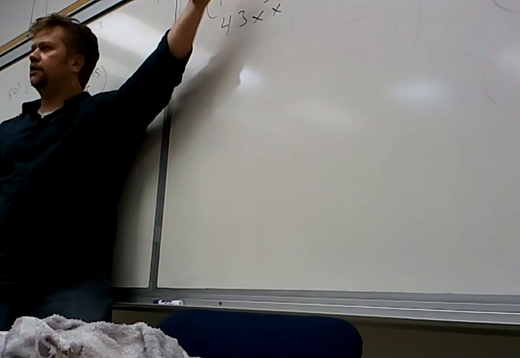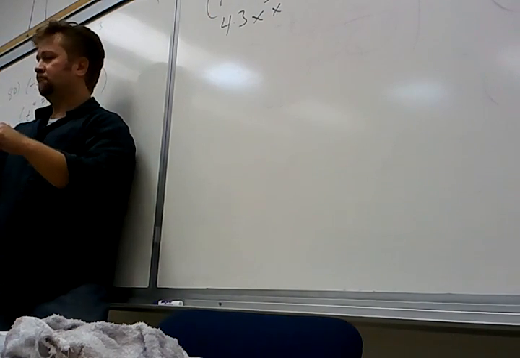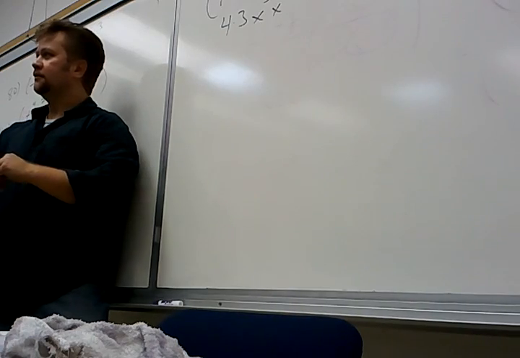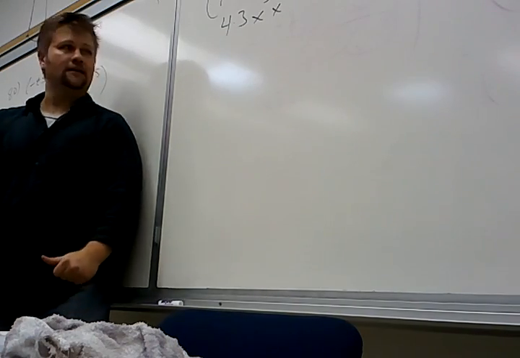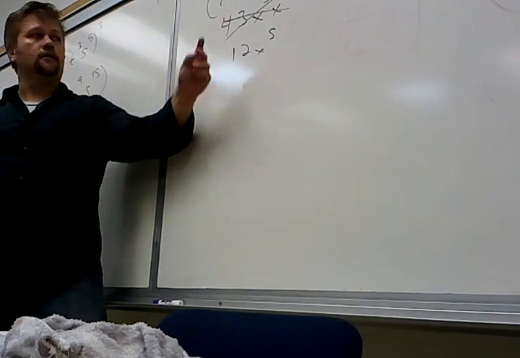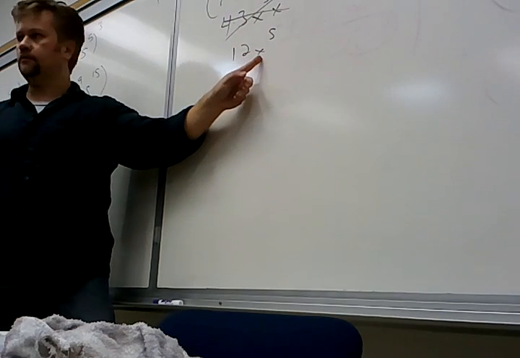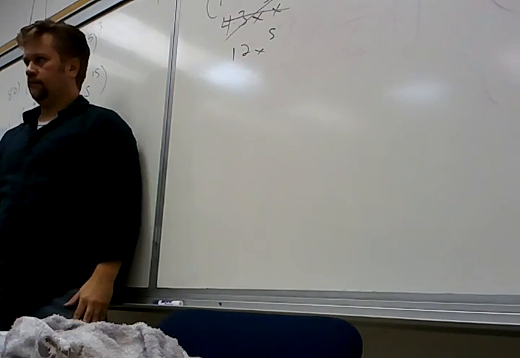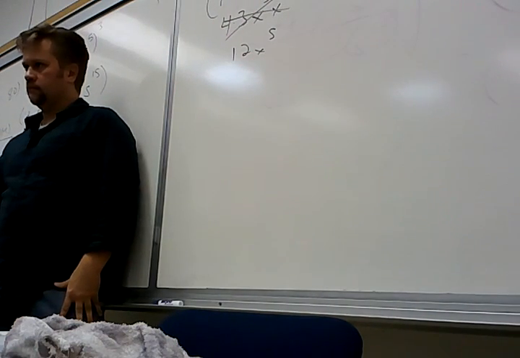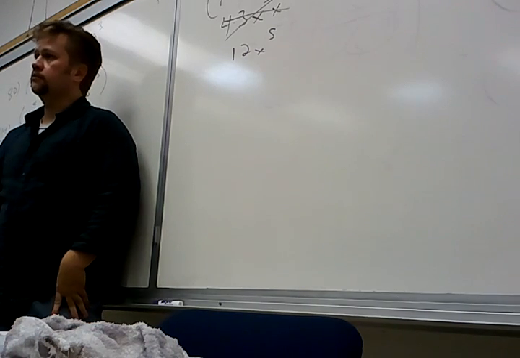Why? Who remembers the property I'm using, where I can move stuff around? Commutativity. Do you have to know that? No. And so you get 12x to the fifth. Do I have to do this middle step? No. 4 times 3 is 12. X cubed times x squared is x to the fifth. You need like terms when you add or subtract.